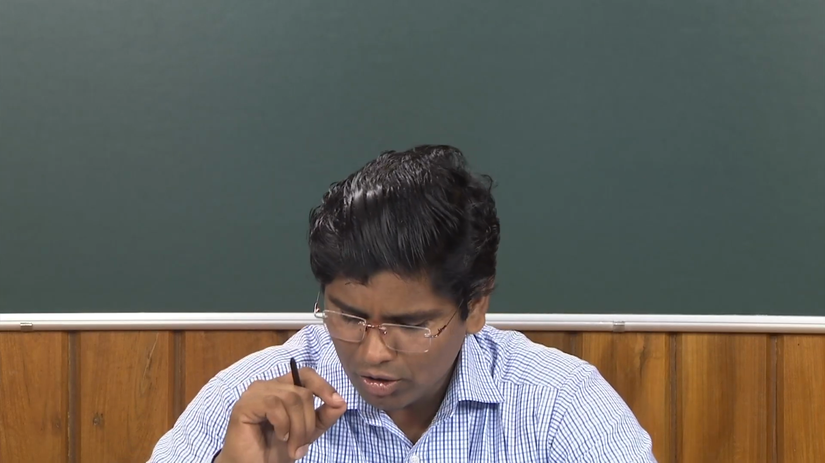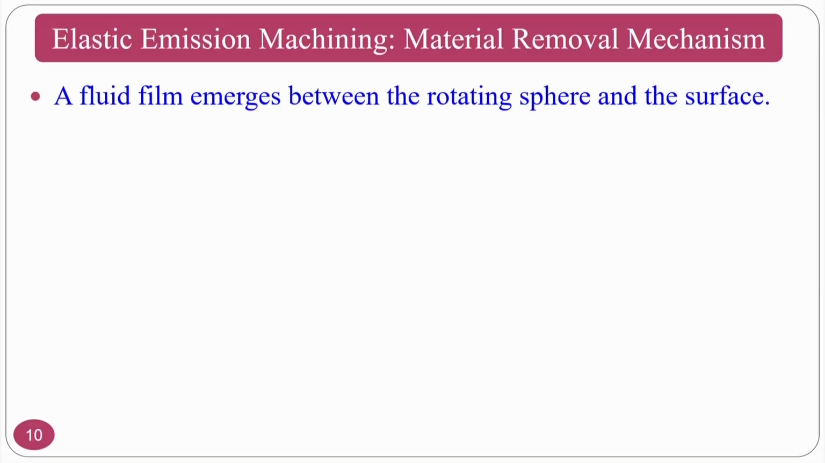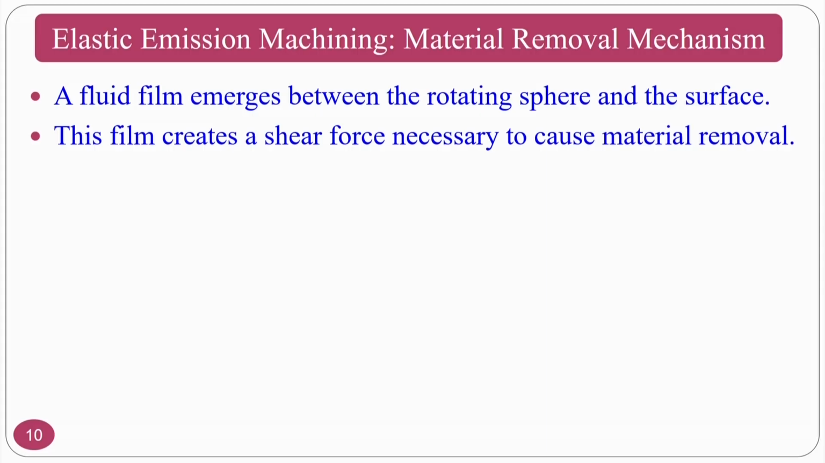Not only are you getting a surface finish of 20 Angstroms, you are also eliminating the feed marks that you predominantly see in mechanical processes. That is why this particular process is much more efficient compared to the mechanical processes. So, in the elastic emission material removal mechanism, a fluid film emerges between a rotating sphere and a surface. This film creates the shear force necessary to cause the material removal.